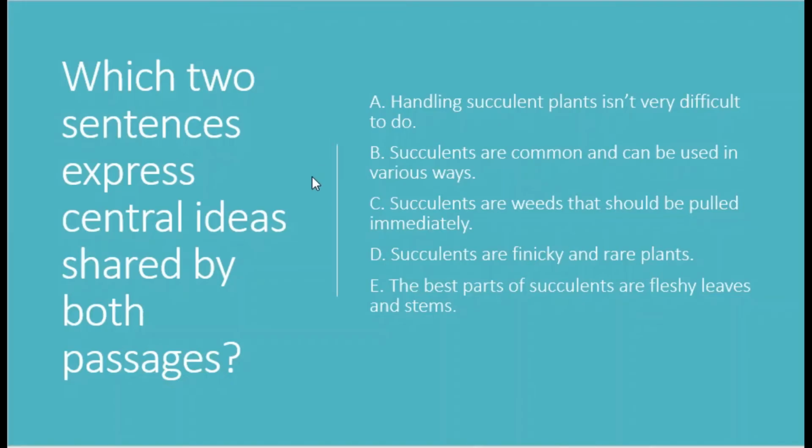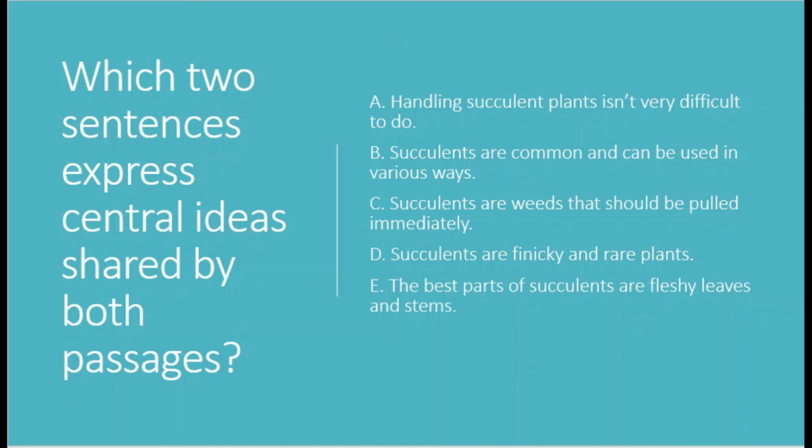Which two sentences express central ideas shared by both passages? A, handling succulent plants isn't very difficult to do. B, succulents are common and can be used in various ways. Or C, succulents are weeds that should be pulled immediately. D, succulents are finicky and rare plants. And E, the best parts of succulents are the fleshy leaves and stems.